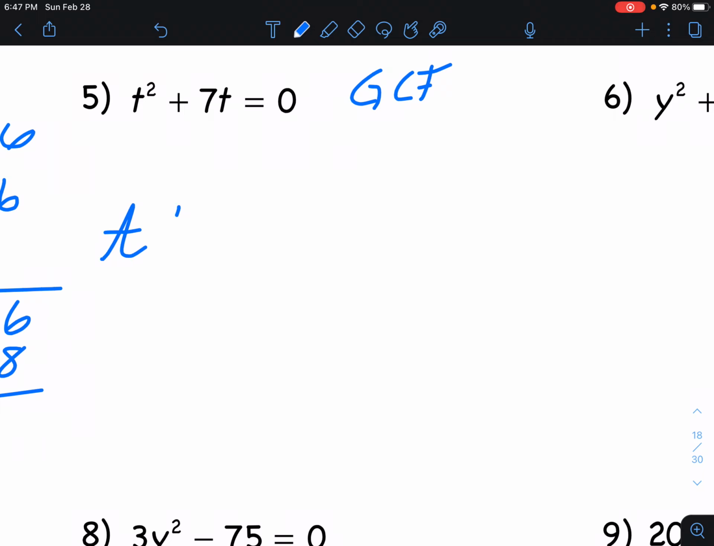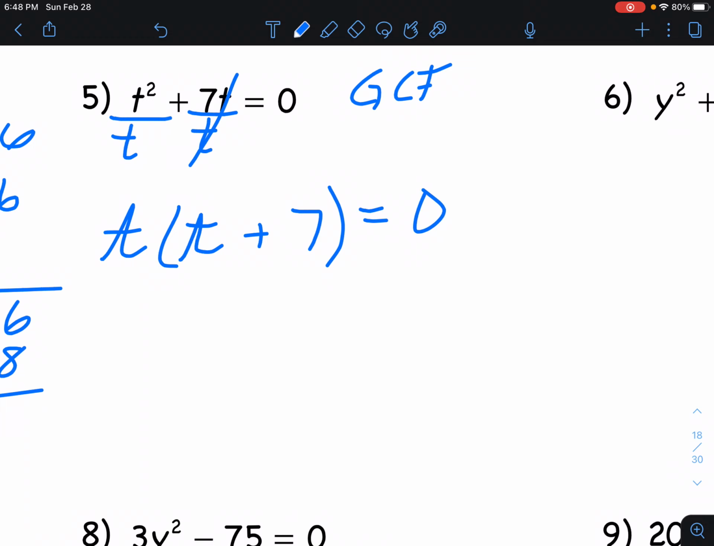So t outside of parentheses and divide each term by t. Put a little curve to those t's. Make sure they don't look like plus signs. So t squared divided by t is t, plus these t's cancel, so 7 equals 0.